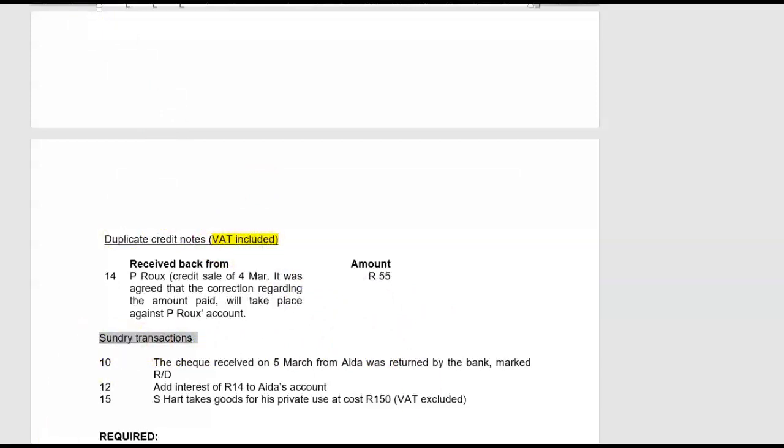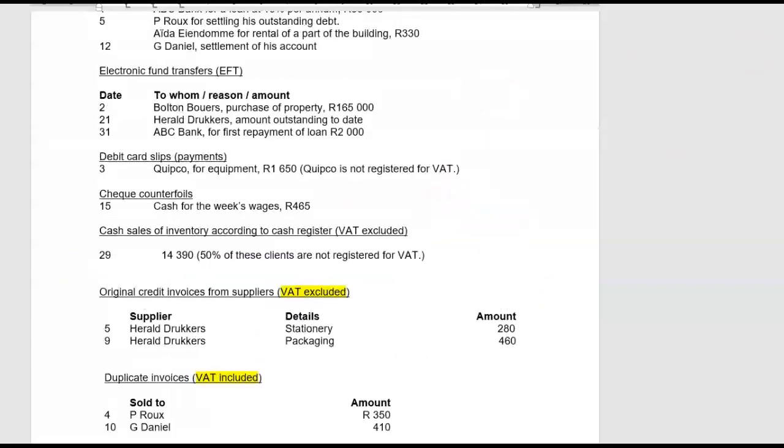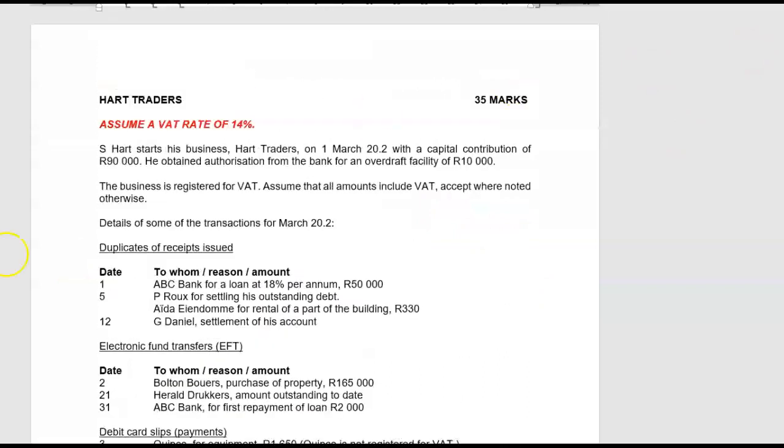Good. So let's identify firstly what transactions took place on the 1st of March. Now, we have already done that first transaction, so let's continue here. Duplicates of receipts issued on the 1st. To whom? To ABC Bank for a loan at 18% per annum, 50,000 Rand. So we have received a loan.